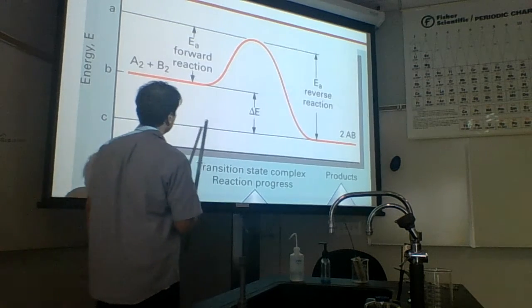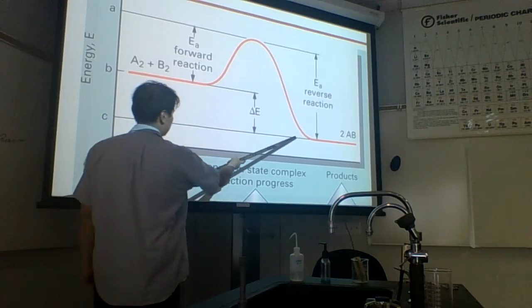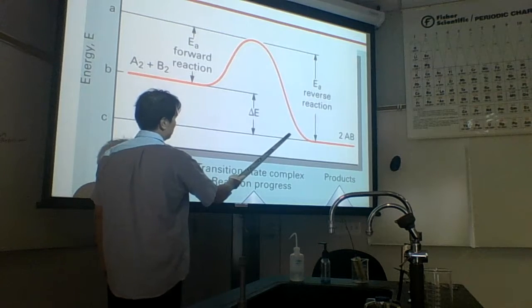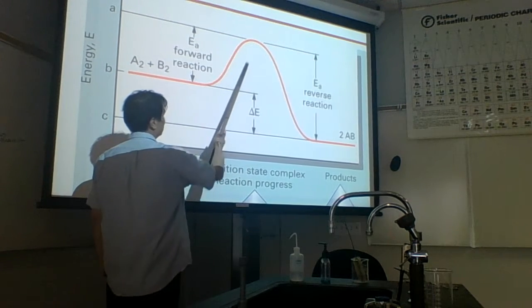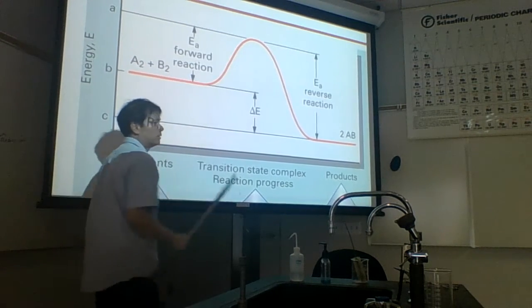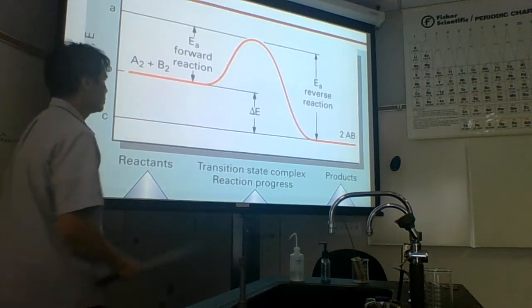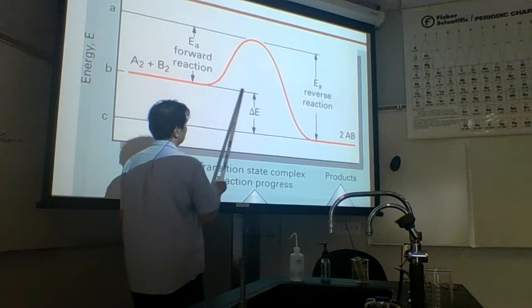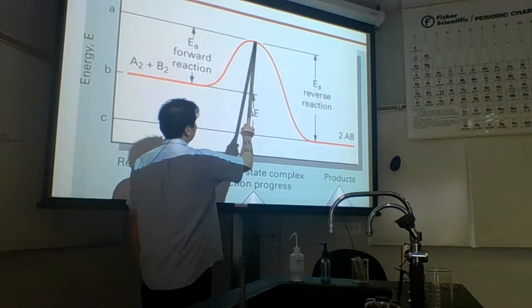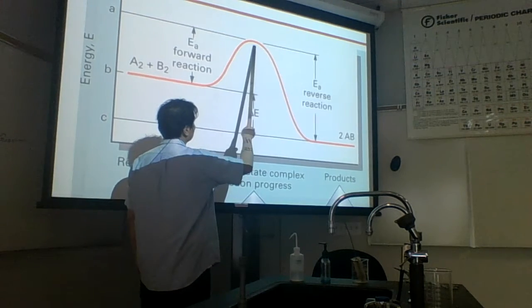But in order to go from reactants to products, even though it's downhill, there's a barrier here, an energy barrier. And why is there an energy barrier here? There's an energy barrier because of collisions. Collisions have to have enough energy to break the bonds here and start forming new bonds here.